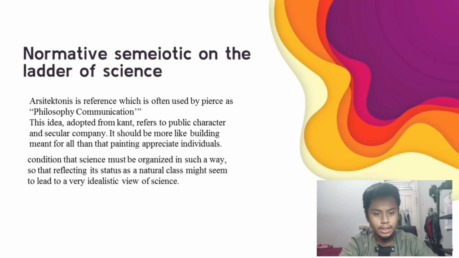Normative semiotics on the ladder of science. Architectonics is a reference which is often used by Peirce as philosophy of communication. This idea, adapted from Kant, refers to a public character and secular company. It should be more like a building meant for all than a painting appreciated by individuals. The condition that science must be organized in such a way as to reflect its status as a natural class might seem to lead to a very idealistic view of science.